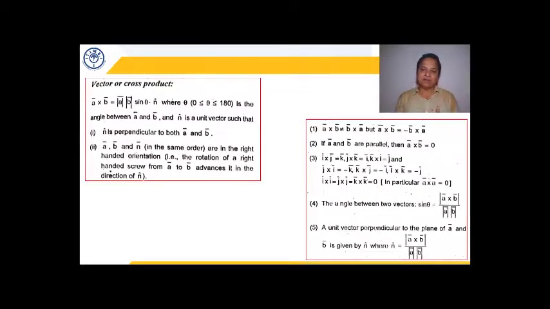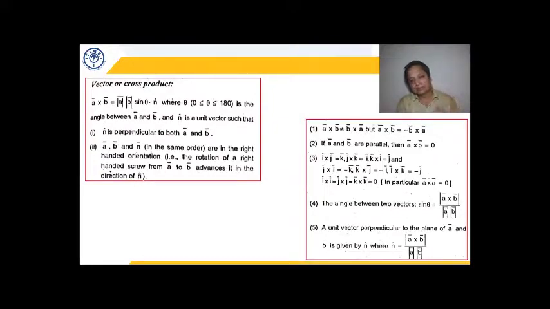Second, if A and B are parallel, then their cross product is 0. Why is the cross product 0? Because the angle theta is 0 and sine theta is there. So sine 0 is 0. Parallel vectors, A cross B is 0.